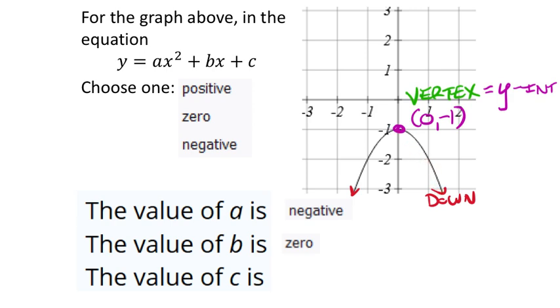Last thing I got to do right here is to figure out the value of the C. Is it positive, 0, or negative? If it were 0, then it would have to be right at the origin. But right here, I can see it's below the origin, meaning that, well, you see right here that the y-intercept is showing a negative y value, which means that the C value is also negative.